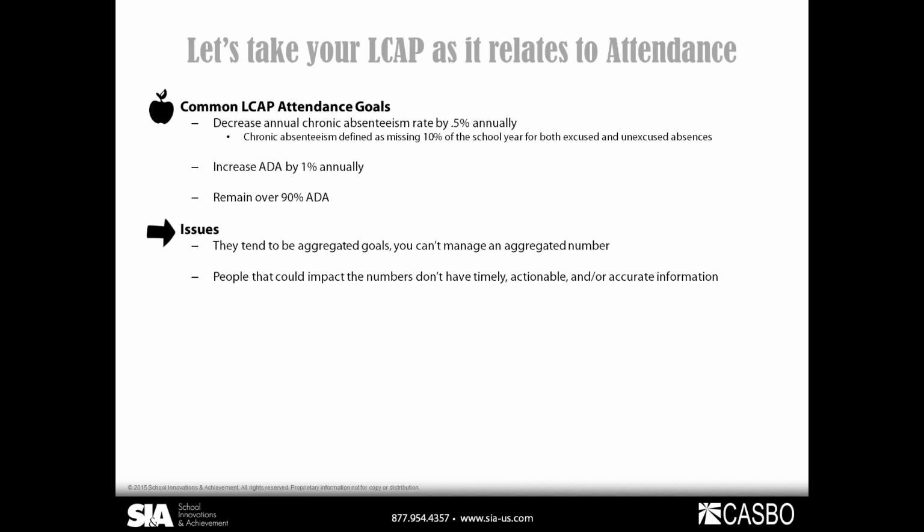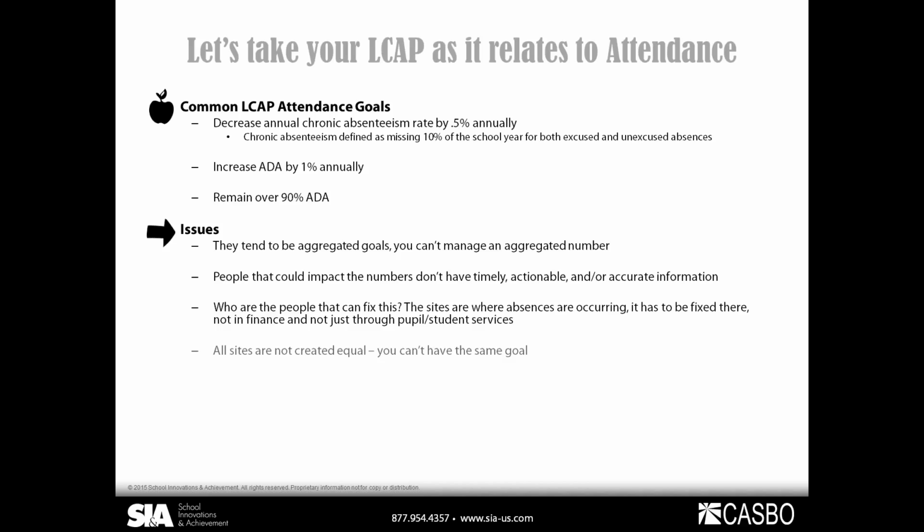So let's look at the issues. When we look at LCAPs or strategic plans, we still tend to see aggregated goals. And what we know is you can't manage an aggregated number, in particular ADA, because it's affected by so many different factors, from safety to weather to illnesses. If I give you 95% ADA and your goal is to get to 96, how do I manage to get to 96 based on that number? We know that the people who have the responsibility for impacting these numbers, who are building the strategies and doing the outreach and engagement, still have difficulty having access to timely, actionable, and accurate information. We're still figuring out who the people are that can fix this.